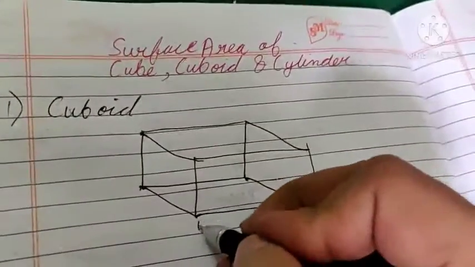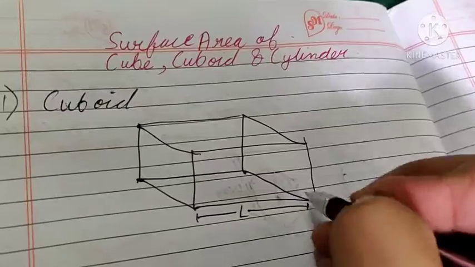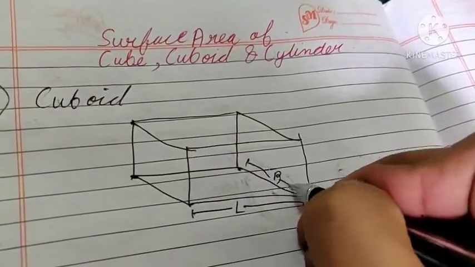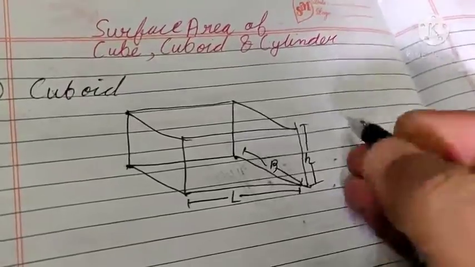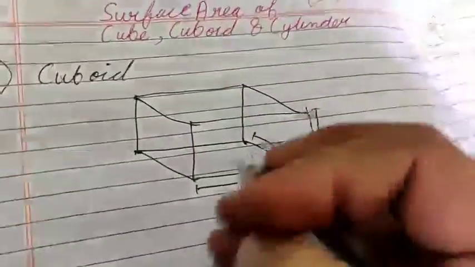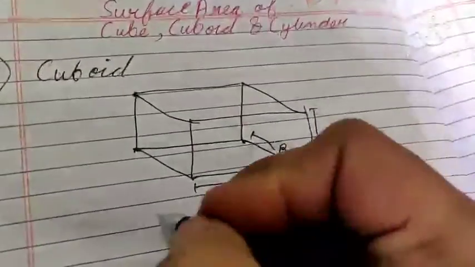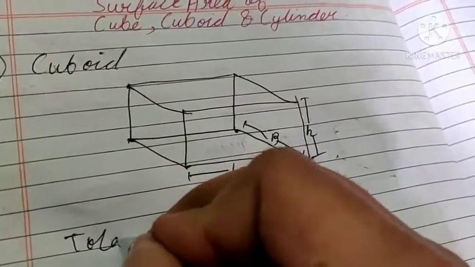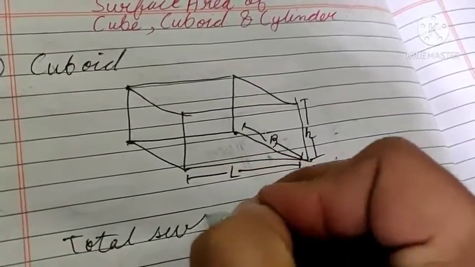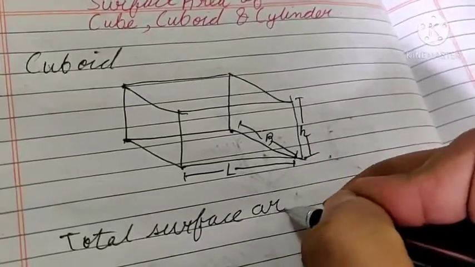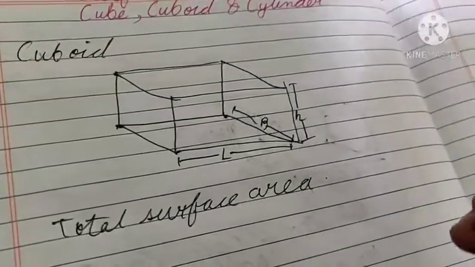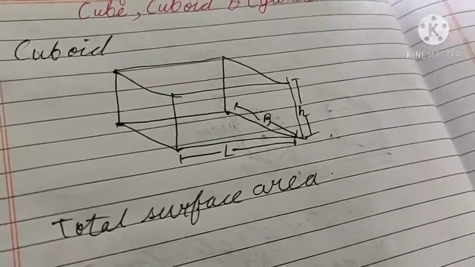So here this is length, this is breadth, and this is height. So here there is the total surface area. So how many surfaces are there in this figure?